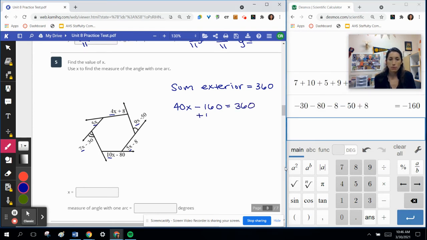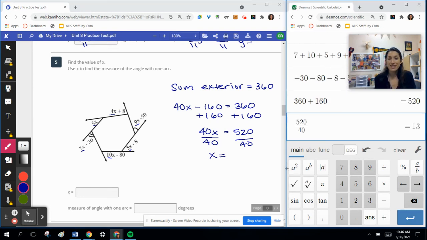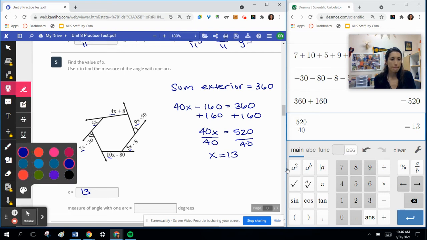So we can add 160 on both sides. That's going to be 520, so 40x is equal to 520. Divide by 40 on both sides. And x is 13. Now it's asking for the measure of an angle with one arc on it. That would be this angle here that has the one arc.